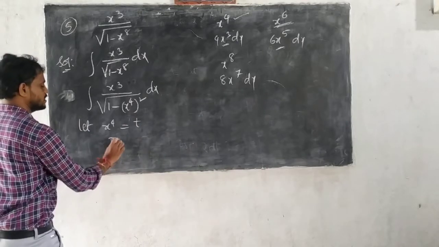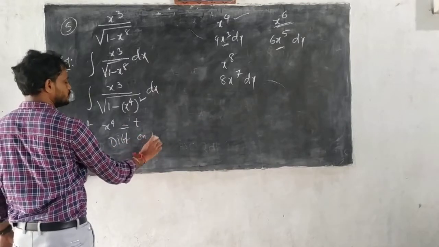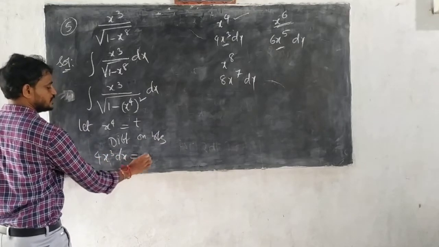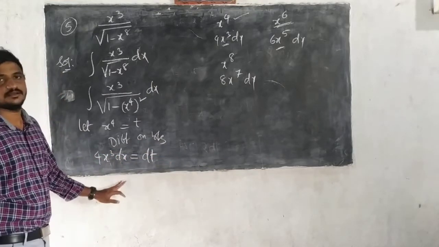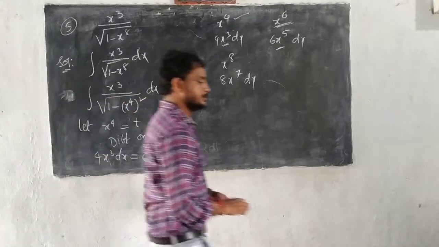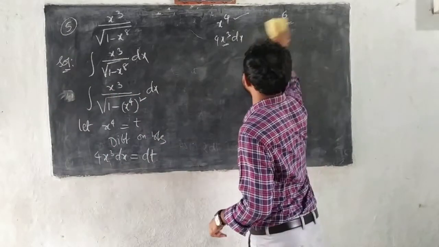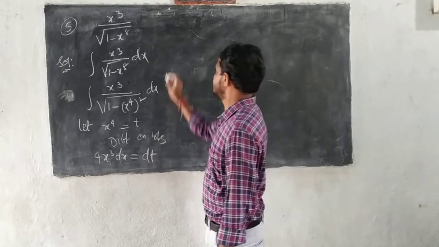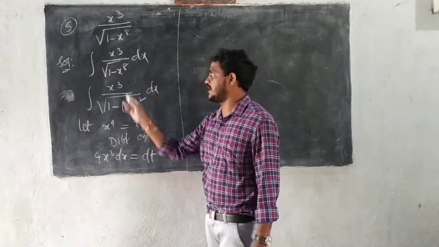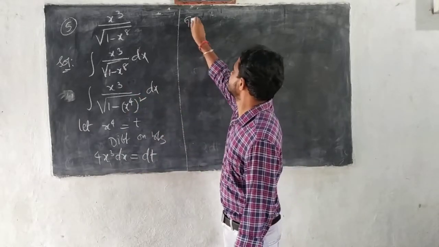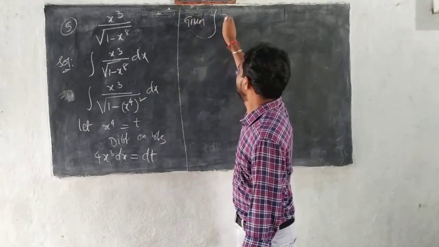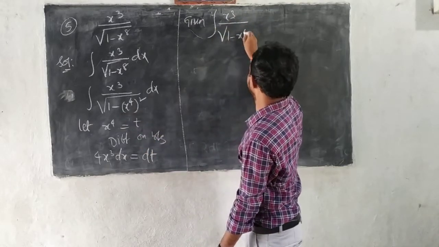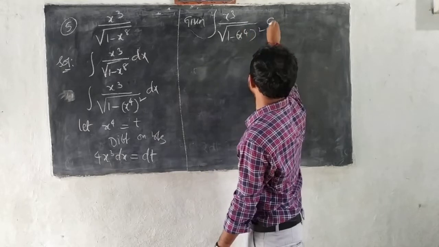Then differentiate on both sides. So what do we get? 4 into x cube into dx is equal to dt. Then substitute these two values in the given function. So what is the given function? The integral of x cube by square root of 1 minus x to the power of 4 whole square into dx.